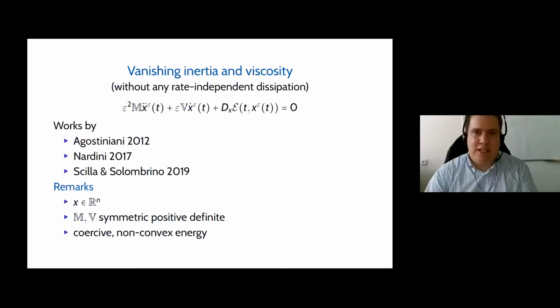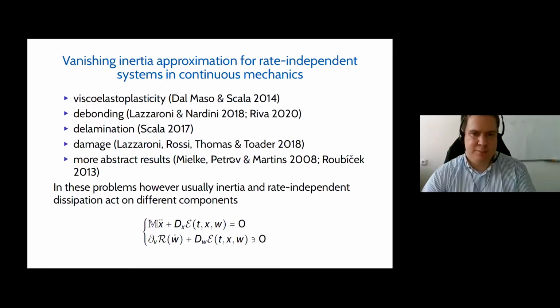In a sense, our application and also the structure of the proof is closer to vanishing inertia and viscosity results. So the same result, but without the rate-independent dissipation. And of course, in this case, you just have the energy at the limit. There are some nice results, especially a recent one by Scilla and Solombrino that is quite general. Again, the previous works are mostly in infinite dimension, with the exception probably just of this one by Mielke, Petrov, Martins.